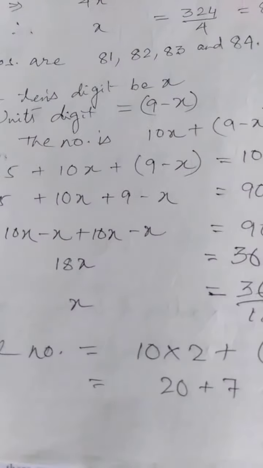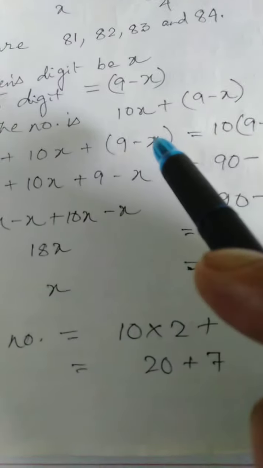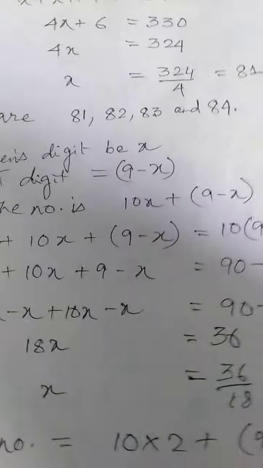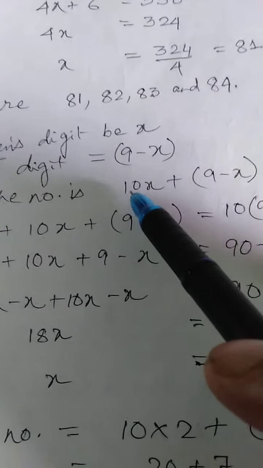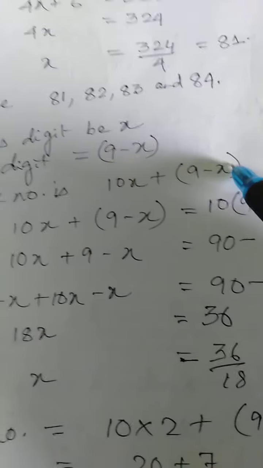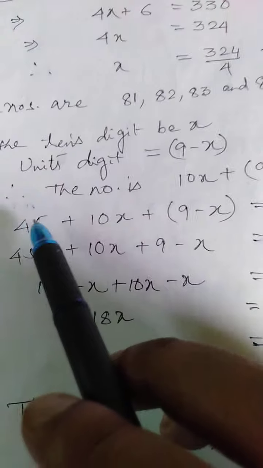So the number is 10 into ten's digit plus unit digit. What is the formula for writing the number? 10 into ten's digit. Suppose you have a number 23. So what is 23? It is 10 into 2 plus 3. So what is the formula for writing the number? 10 into ten's digit plus unit digit. This will give you what?